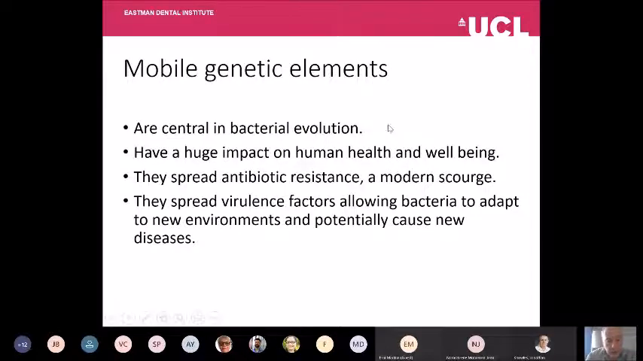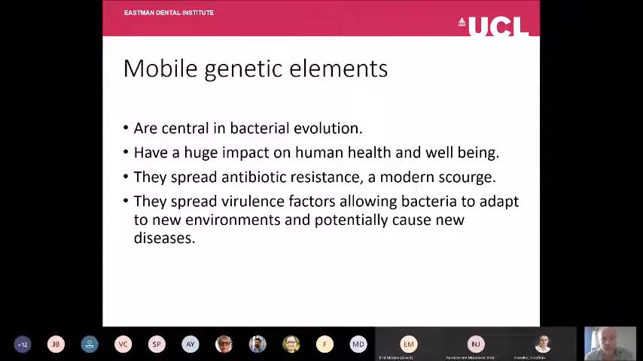So then, I hope I've shown you that mobile genetic elements are central to bacterial evolution, and they've got a huge impact on human health and well-being because they spread antibiotic resistance, which, as we all know, is a modern scourge, and they can also spread virulence factors and other genes that allow bacteria typically to adapt to new environments.